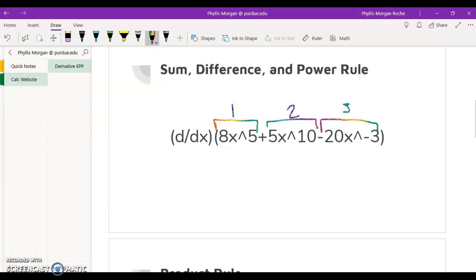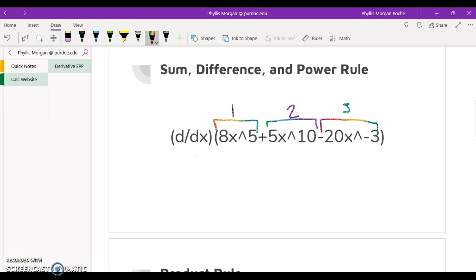So the first problem that we have consists of the sum, difference, and the power rule. So I've broken it up into 3 parts. We can do each one separately. So for number 1, which is 8x to the 5th, to derive that we would use the power rule, which would consist of x to the n, and the derivative of that is n times x to the n minus 1.